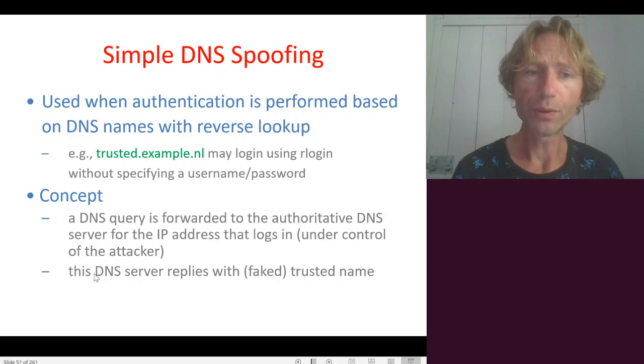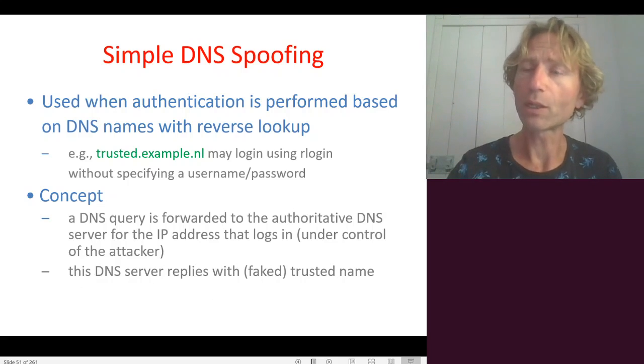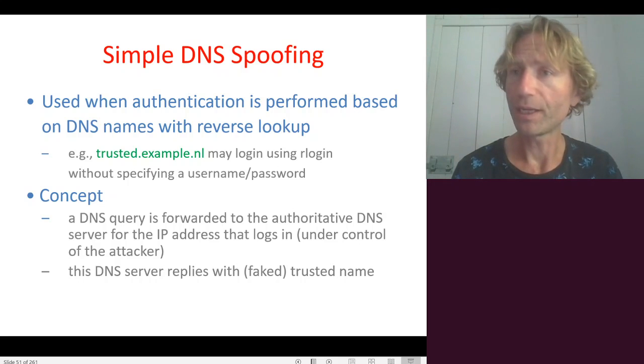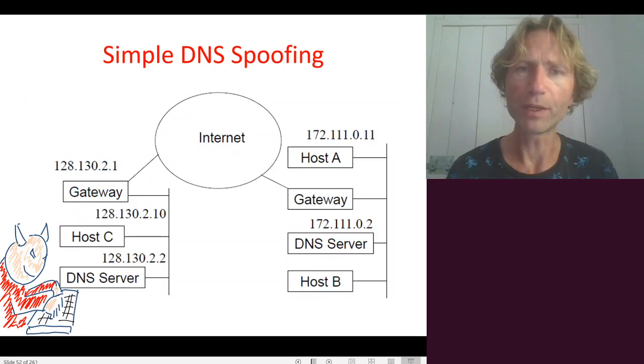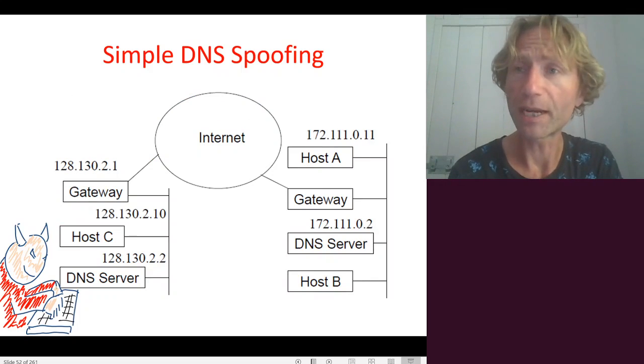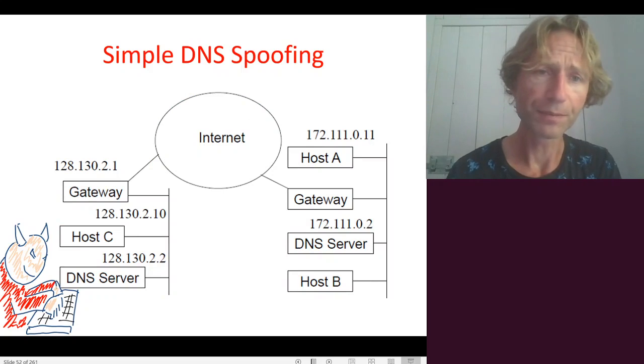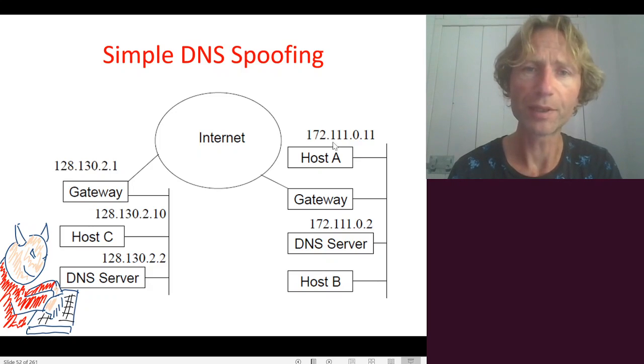So what we're now going to do is make use of this lookup and the fact that the lookup may end up in an authoritative name server that is controlled by the attacker. Rather than explaining this with many words, let's just have a look at an example graphically illustrated here. On the left, we have an attacker which has a host C with this particular IP address. And it wants to attack a victim host A with this IP address.